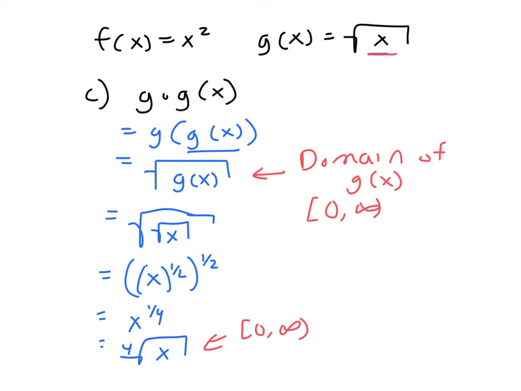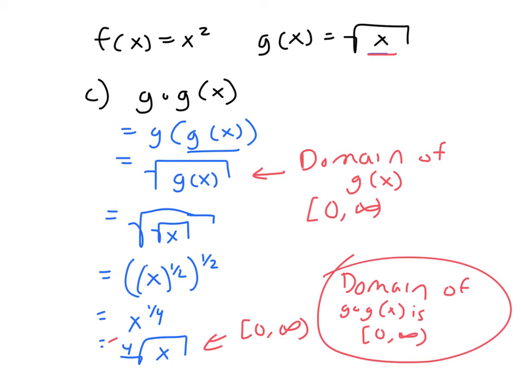So then the domain, taking both of these into consideration, and they happen to both be the same, the domain of g of g of x is 0 to infinity. And this would be your answer.